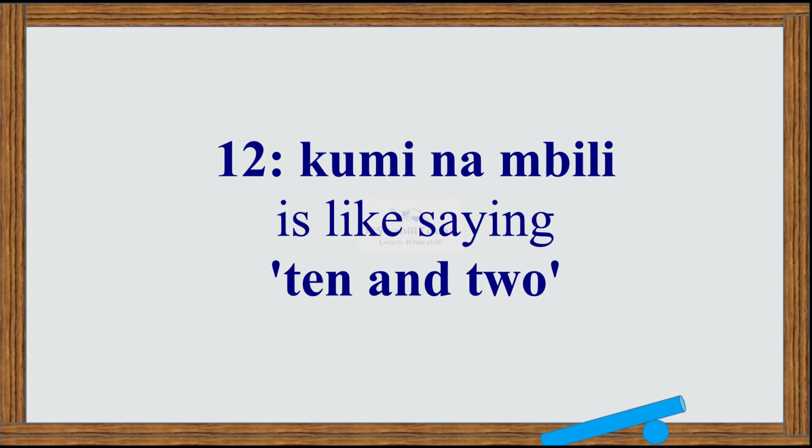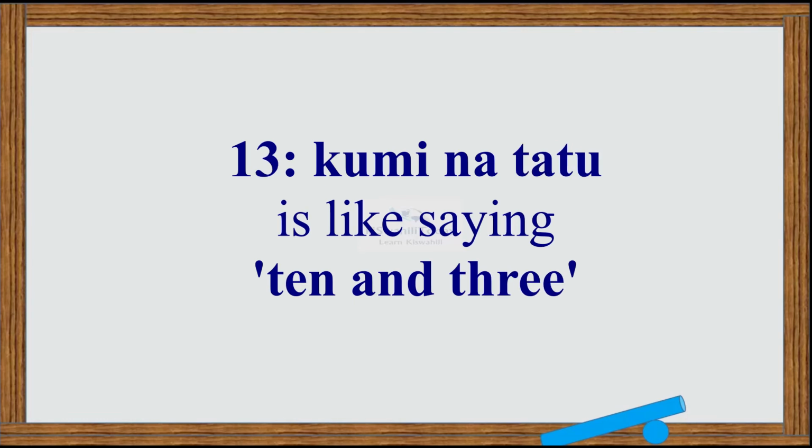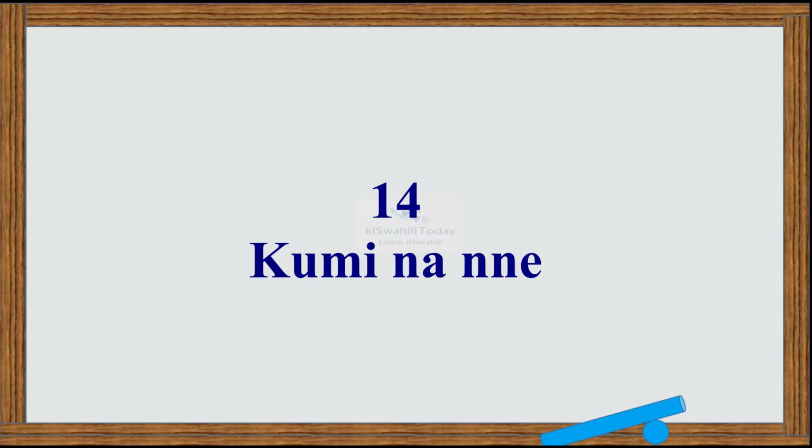The same for 12. It is Kumi na mbili. So it's 10, which is Kumi, na, and mbili, which is 2. So Kumi na mbili is 10 and 2. The same for 13 is Kumi na tatu, 10 and 3. All right, so let's continue.